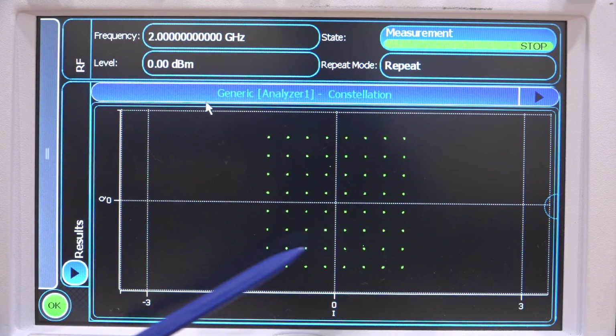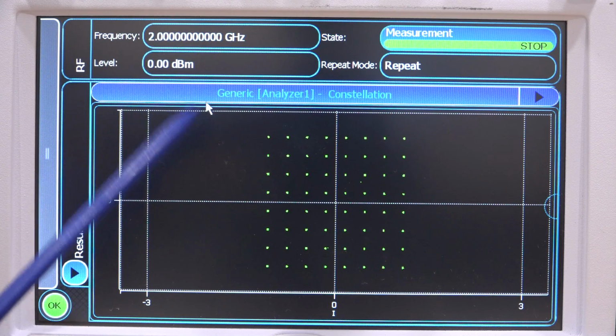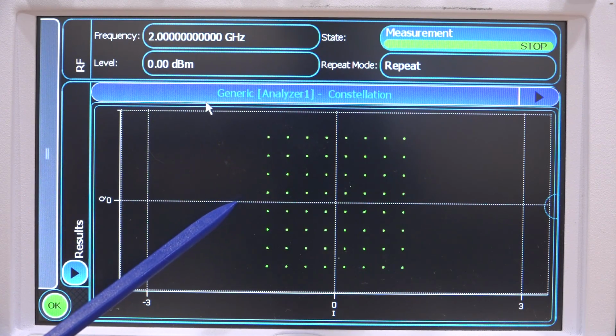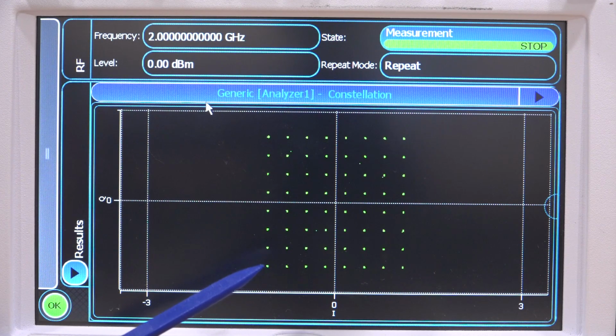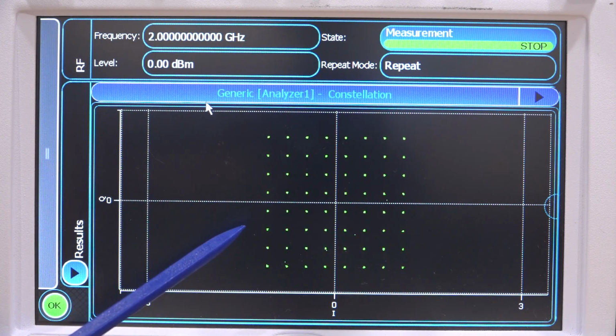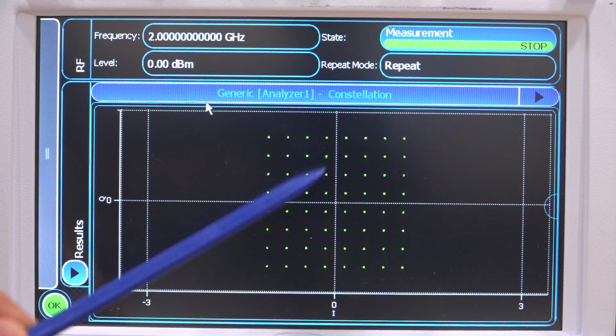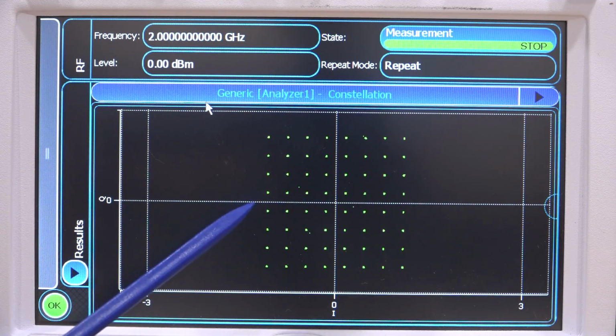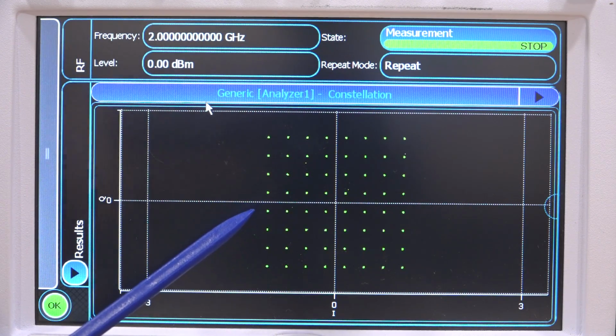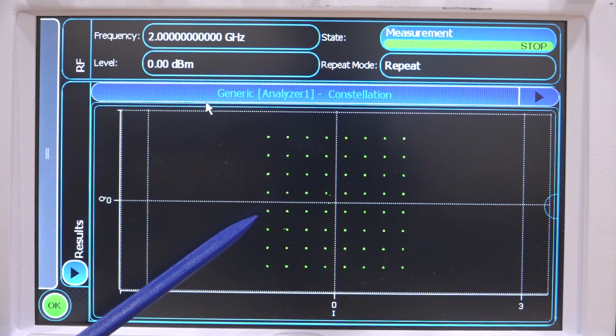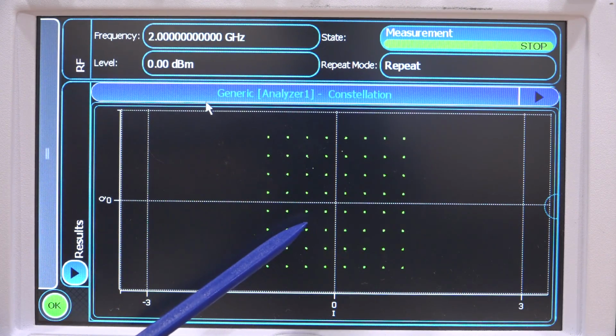So here we have a 64 QAM constellation at a carrier of 2 gigahertz. This is about 25 megasymbols per second. You can see the constellation is fairly clean, and the EVM is very good, and the SNR is very high. Occasionally you see some dots appearing in the middle of the constellation. It's because my clock references are unlocked. This is across the lab. But nonetheless, this demonstrates the point.